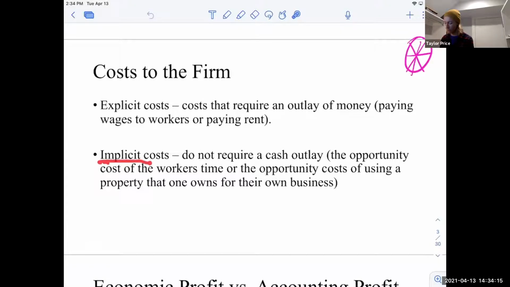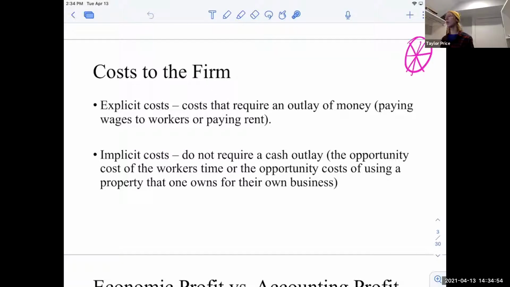Whereas implicit costs are a little different, because they don't require a cash outlay. You can think of implicit costs as being potentially the opportunity cost of workers' time. For example, let's say that I work in a factory that produces boxes, but I wanted to start my own business that produces boxes. The wage that I could have earned in the factory that makes boxes, but not my own factory, would be an example of an opportunity cost.